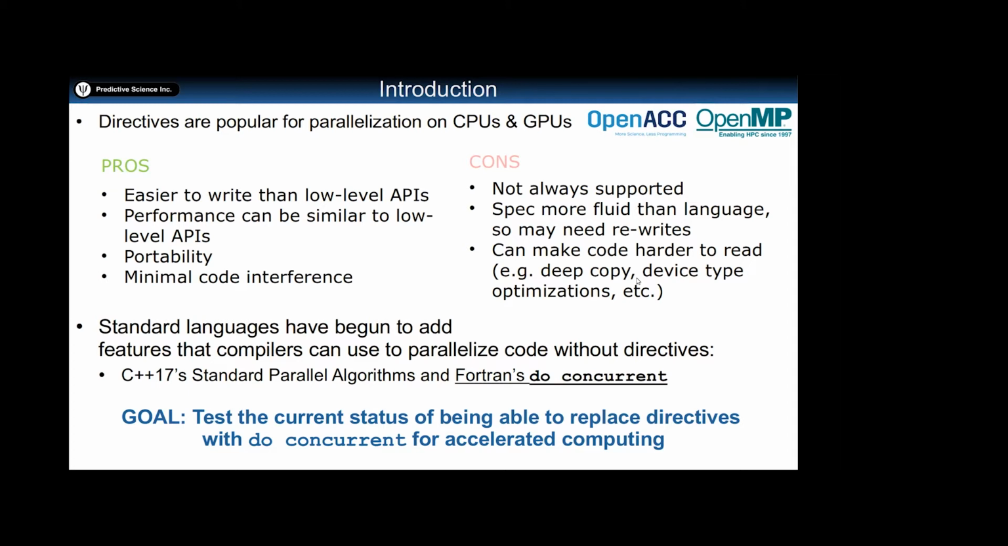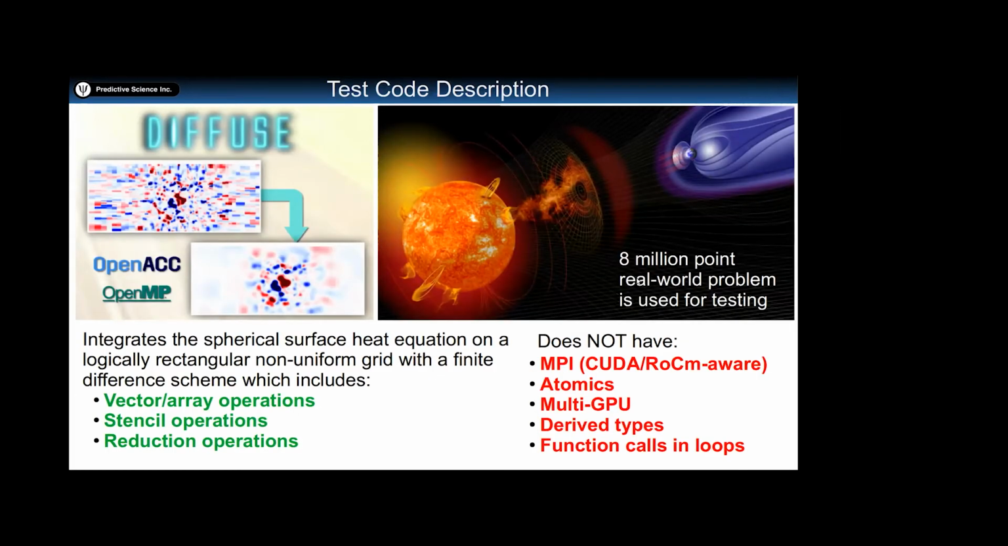And so our goal here was to just test what's the current status of doing that using the compilers today. We only chose 3 compilers to use. To do that, we have a test code called Diffuse, which is a tool that we use to smooth out magnetic field data from the surface of the sun in order to use it for our MHD models of space weather. And we used an 8 million point real world problem to test this on. This code basically is a stencil code, finite difference, explicit code, and it's made up of a bunch of vector operations, array operations, stencil operations, and there are reductions for the polar boundary conditions.